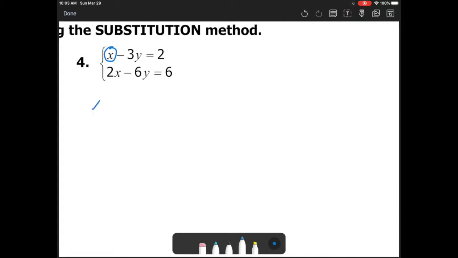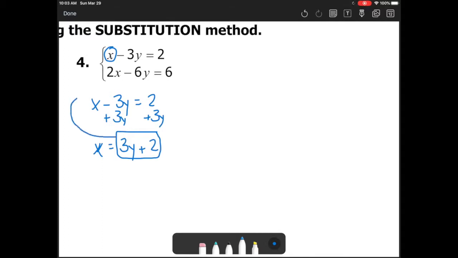Let me do it down here where I have some space. If I add 3y on both sides, I get that x equals 3y plus 2. So since x equals 3y plus 2, I'm going to go to the second equation, and where the x is, I'm going to substitute that in. I'm going to do it over here where I have space. 2 times (3y plus 2) minus 6y equals 6.